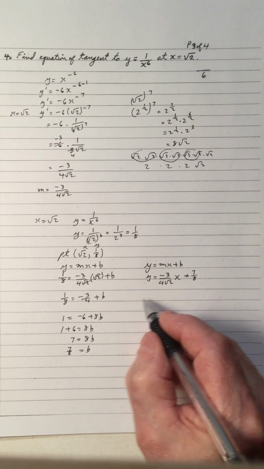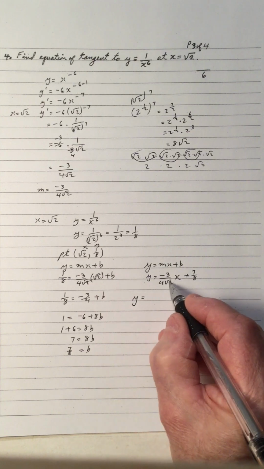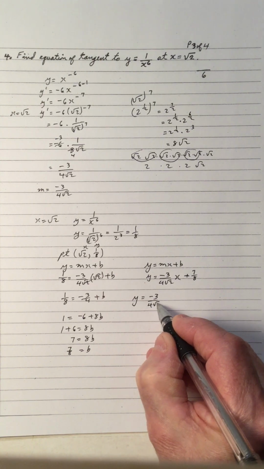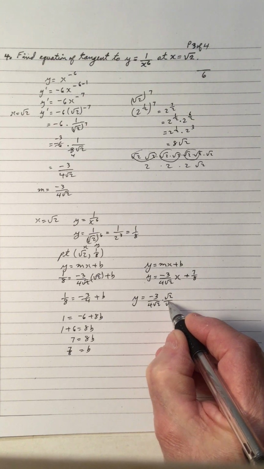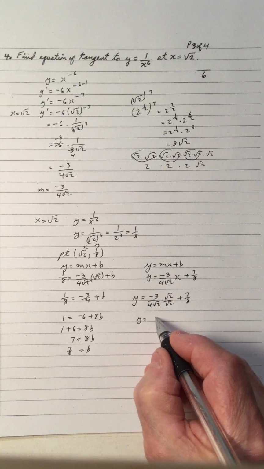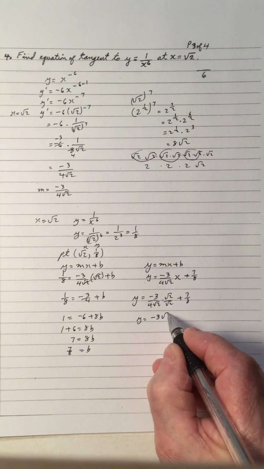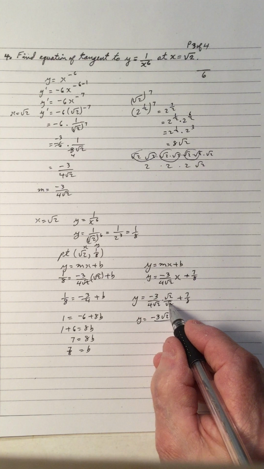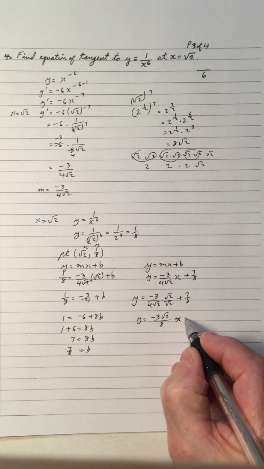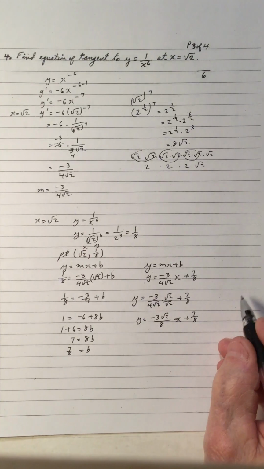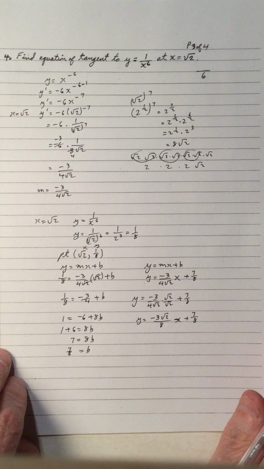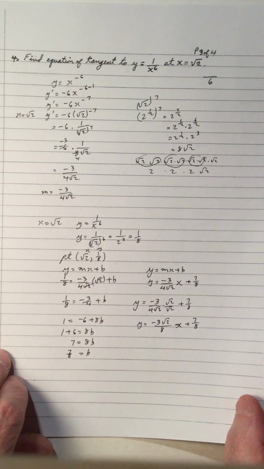I could change this if I want. Multiply by root 2, so I can go -3 over root 2 times root 2 over root 2. If you don't want the radical at the bottom, so I get a -3 root 2. Root 2 times root 2 is 2. 4 times 2 is 8. x plus 7 root 2. So that's the equation of the tangent at root 2.